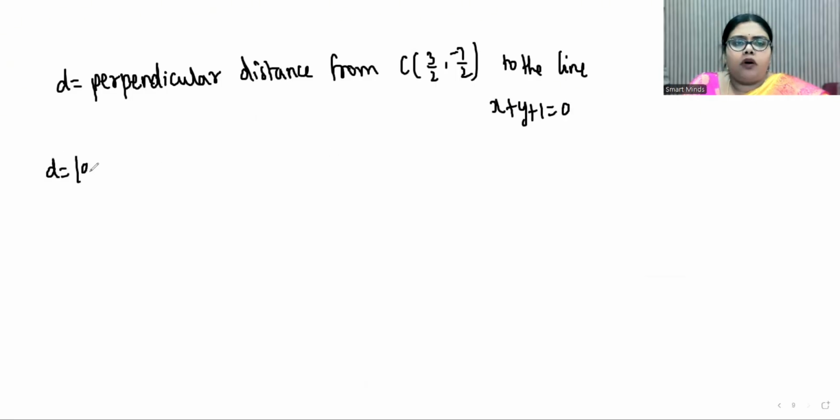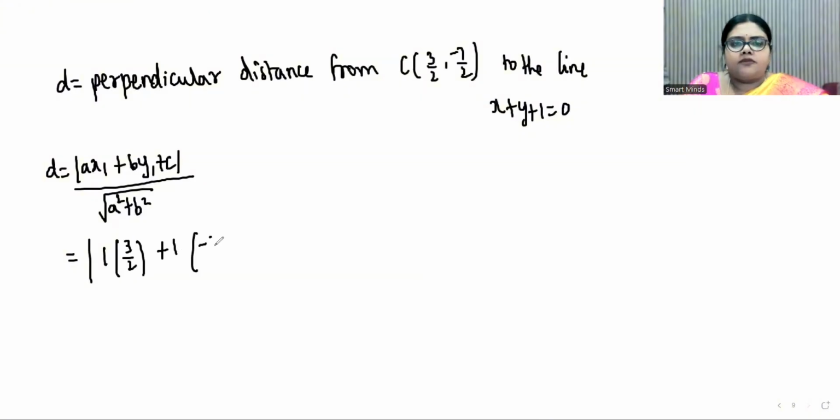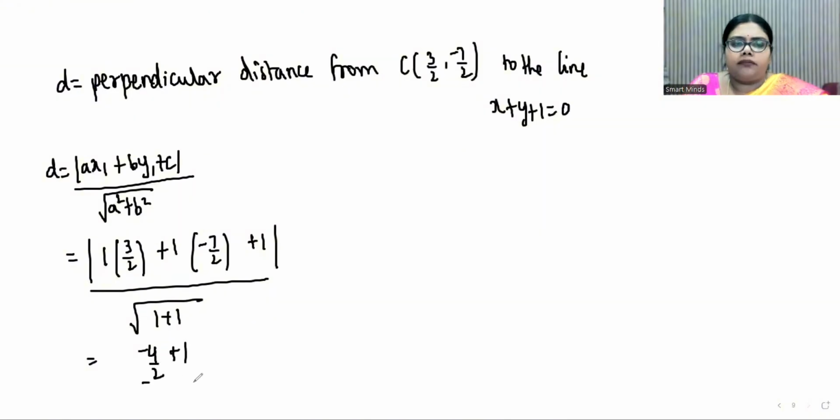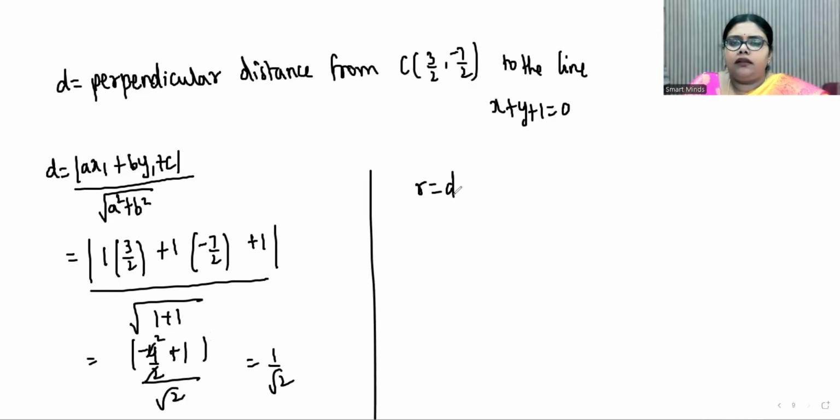So d is mod Ax1 plus By1 plus C by root A square plus B square. So that is mod A is 1, x1 is 3 by 2, B is 1, y1 is minus 7 by 2, C is plus 1 by root 1 plus 1. 3 minus 7 is minus 4 by 2 plus 1 by root 2. That is 1 by root 2. So you got r is equal to d. Therefore, line touches the circle.